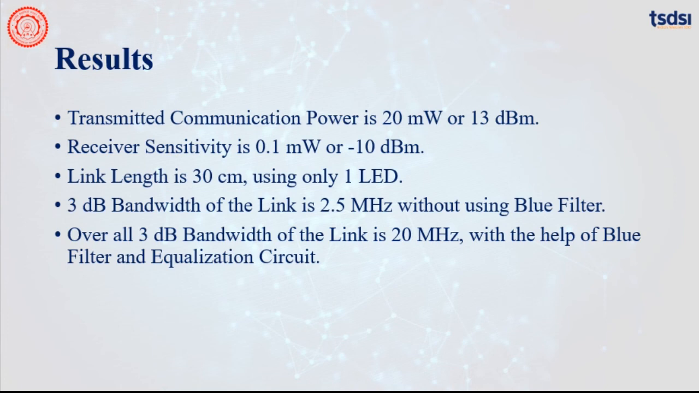Here I am also showing the overall 3 dB bandwidth of the VLC link. When I am not using the blue filter, the 3 dB bandwidth of the VLC link is 2.5 MHz. When I am using the blue filter, the overall 3 dB bandwidth is 12 MHz. And when I am using the blue filter with the equalization circuit, the overall 3 dB bandwidth of the VLC link is extended to 20 MHz. So the achievement of the 3 dB bandwidth of the VLC link is shown in the demo.